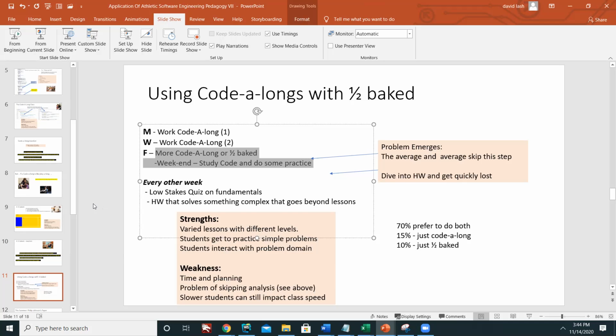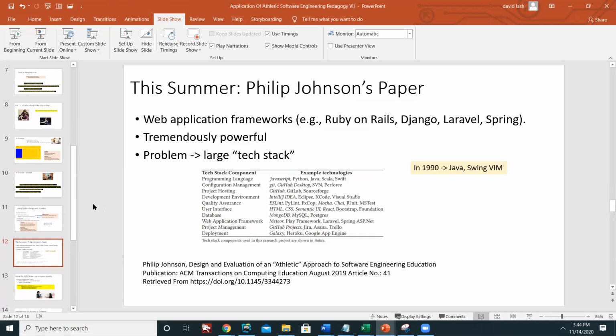I came across this paper by Philip Johnson, who published it last year, about how he was applying what he calls an athletic framework on teaching what he calls a large technology stack. He teaches software engineering, and in software engineering, he teaches a web framework. Maybe if I'm teaching a language, I have one language to deal with. He might have 4 or 5 different technologies. He's got to get the students through so they can use this tremendously powerful technology, but there's a lot of details the students have to wade through in order to leverage this tech stack.